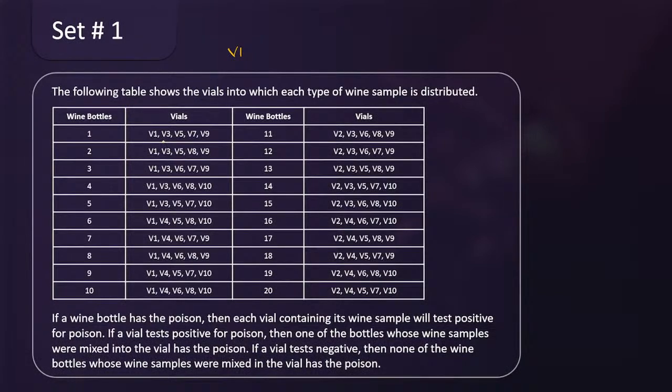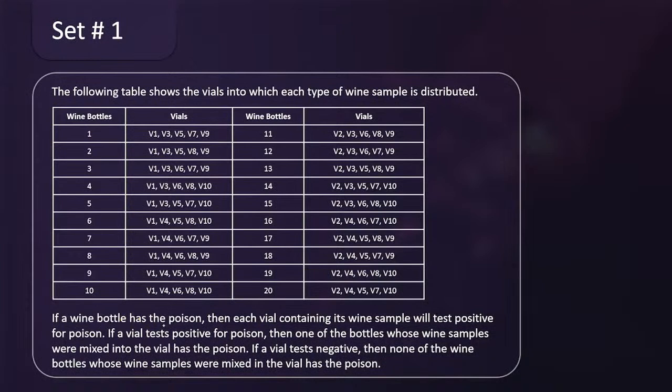So V1 is this. So samples from the first 10 bottles of wine have gone into V1. So if V1 is tested positive, then I can say that the poison is there in one of the first 10 bottles, not in any of the other 20 bottles. All right. Fine. So this is how we are testing it.